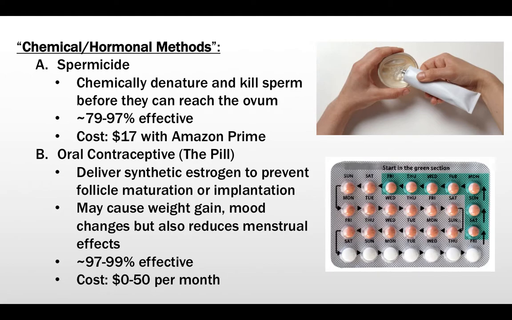Oral contraceptives, known as the pill, are a hormonal method that deliver fake estrogen, so synthetic estrogen, to prevent follicles from maturing or the egg from implanting. Unfortunately, women have reported weight gain, mood changes, and also effects on their menstruation with birth control, though a lot have positive side effects, like a reduction in acne and a reduction in cramping and uncomfortable side effects of menstruation.